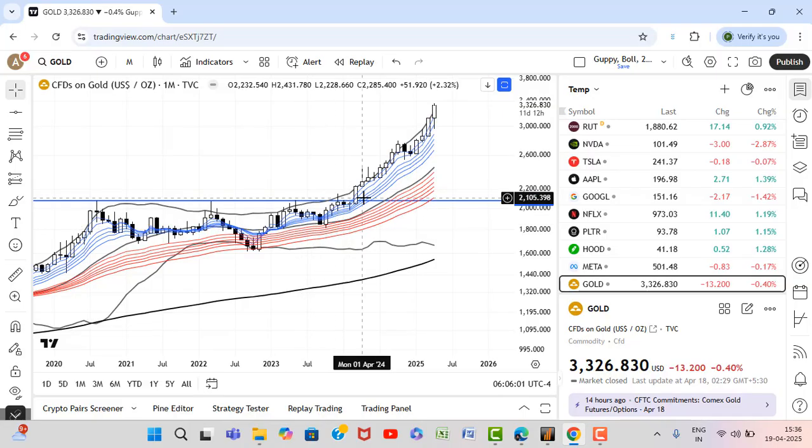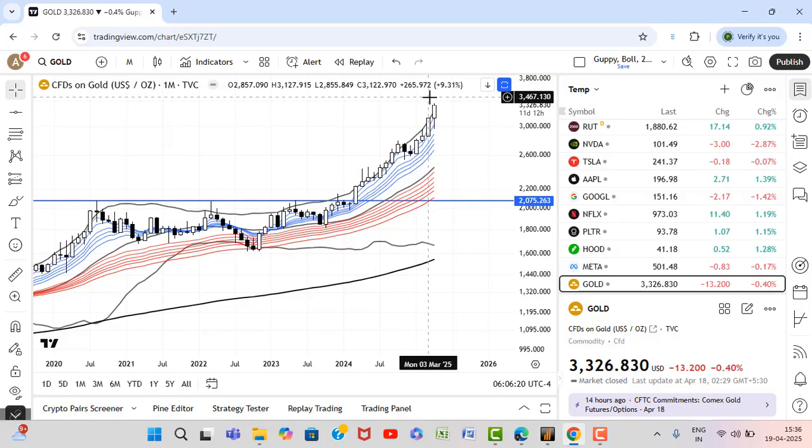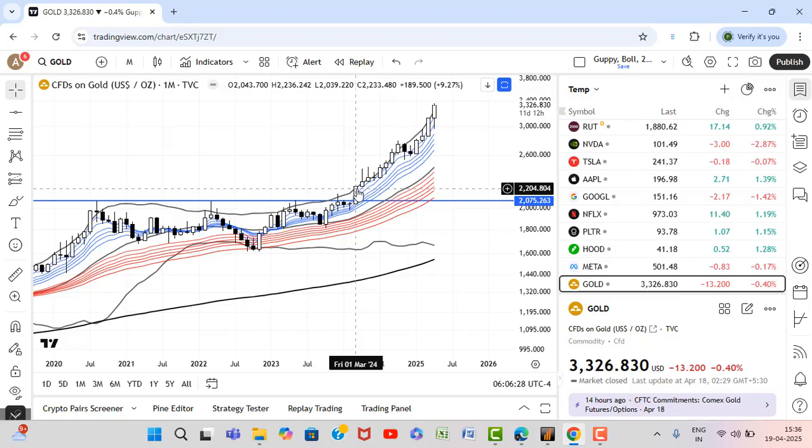It got broken here, with this white candle, and that white candle did two or three things. Firstly, it broke the resistance line. That's the first thing it did. Secondly, it was a big white candle, 9.27%. If you see these moves, this 6.53 is the latest move in monthly. This white candle was 9.27%.